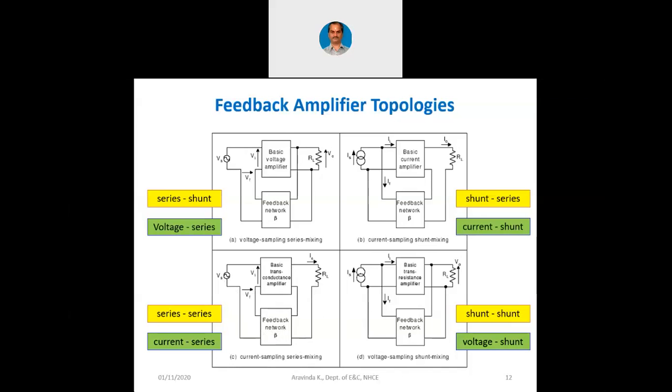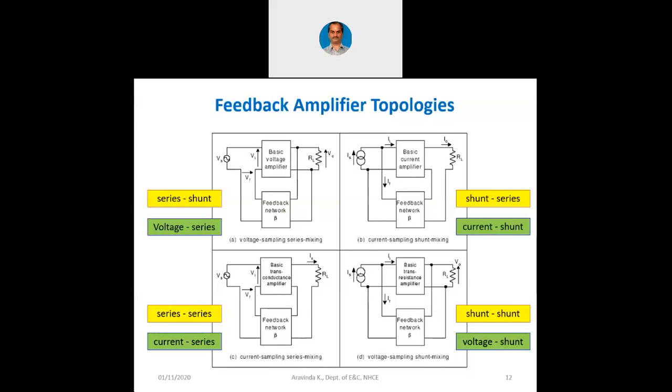conversion amplifier. You can see the A diagram. The diagram A is mentioned as basic voltage amplifier. Diagram B is mentioned as basic current amplifier, whereas diagram C is mentioned as basic transconductance amplifier. Means input is voltage and output is current. So we can say it is a voltage to current conversion amplifier.